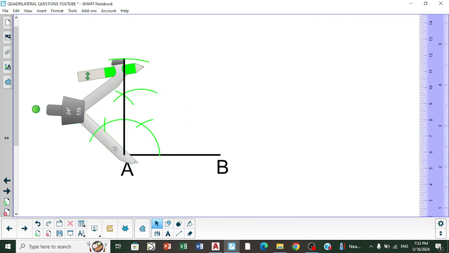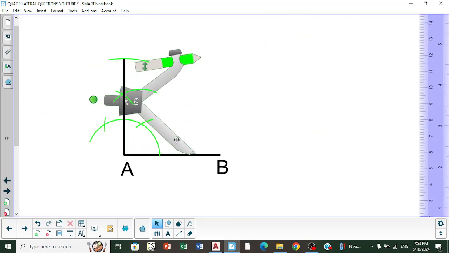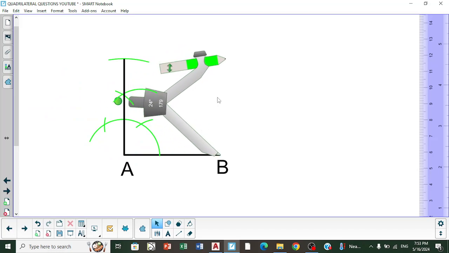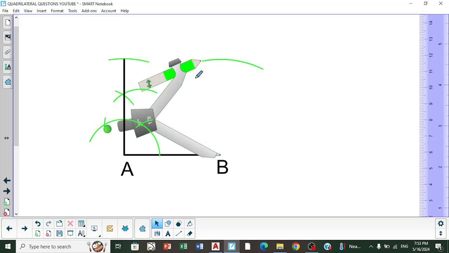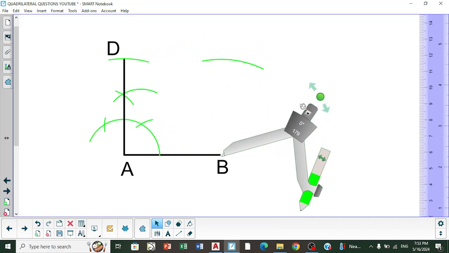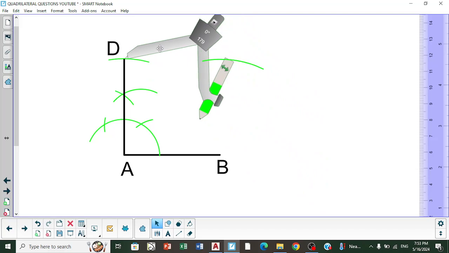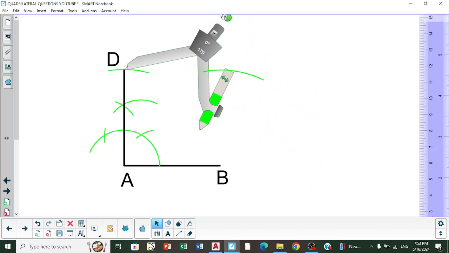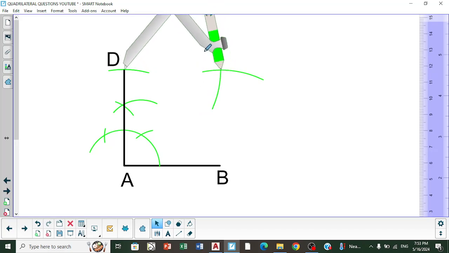So my compass set at the same 60, I'm going to come at B and describe an arc. Please note that this point here is going to give me D. I will then go at D with my compass set at the same distance and describe an arc. Where the two arcs meet, I'm going to call this point C.